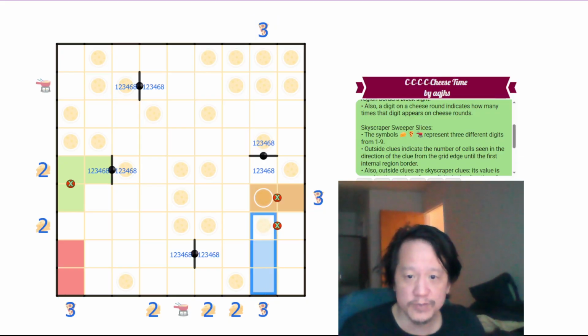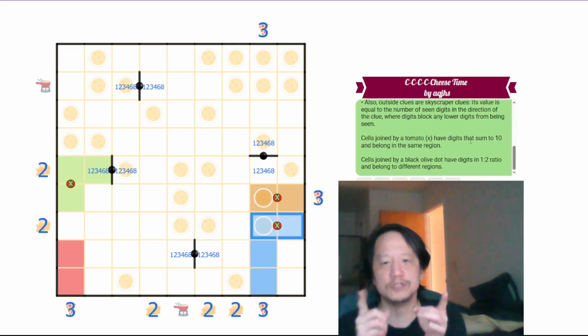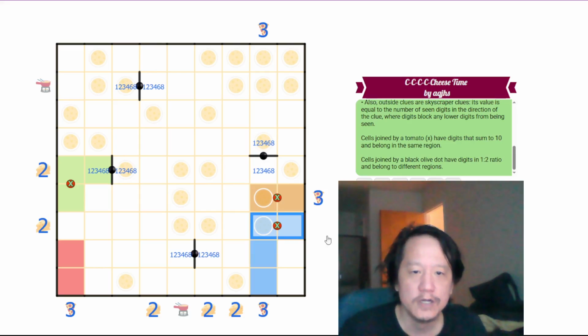So this is part of the same region. These are part of the same region because they're part of the tomato, and the tomatoes have to join 2 digits that belong in the same region. So therefore, these now can only be part of blue. So we have a region border here.